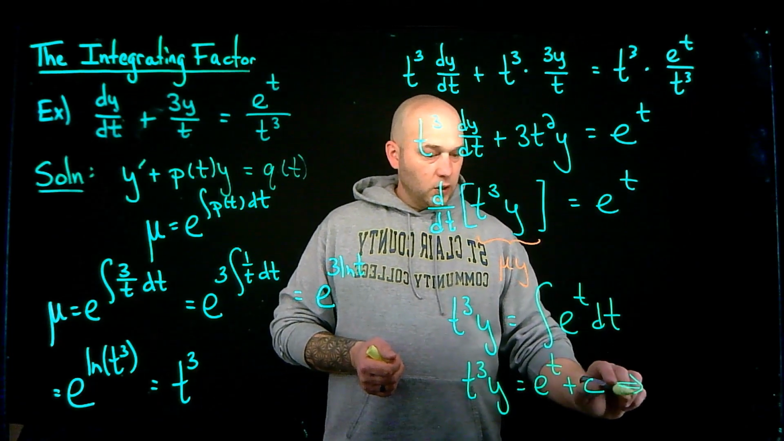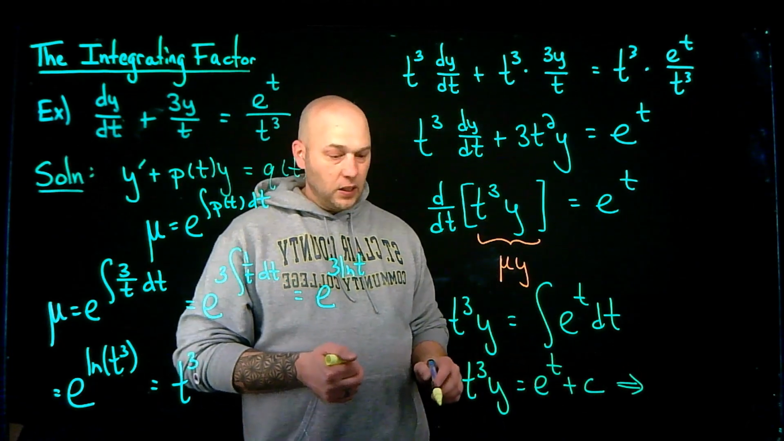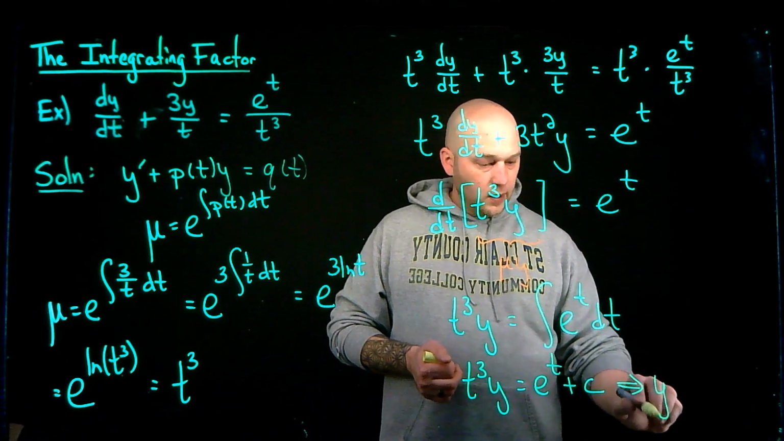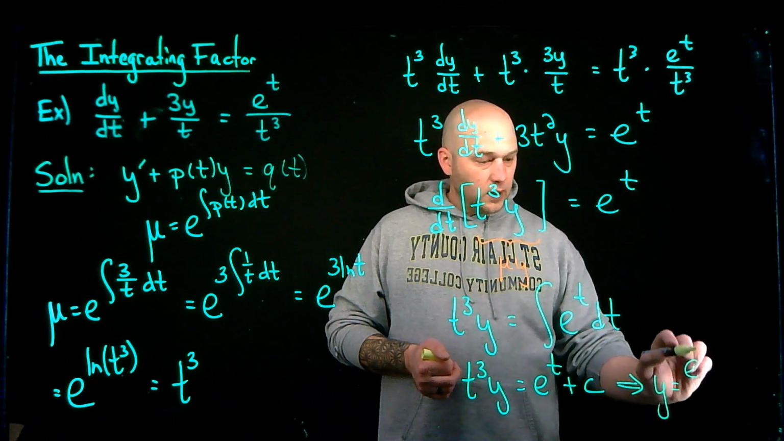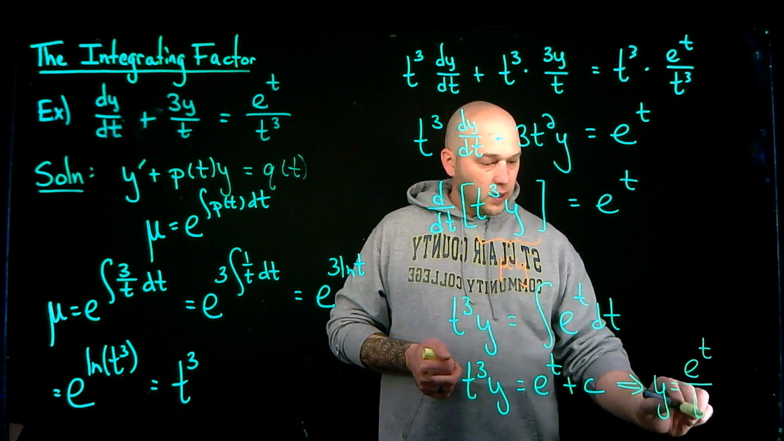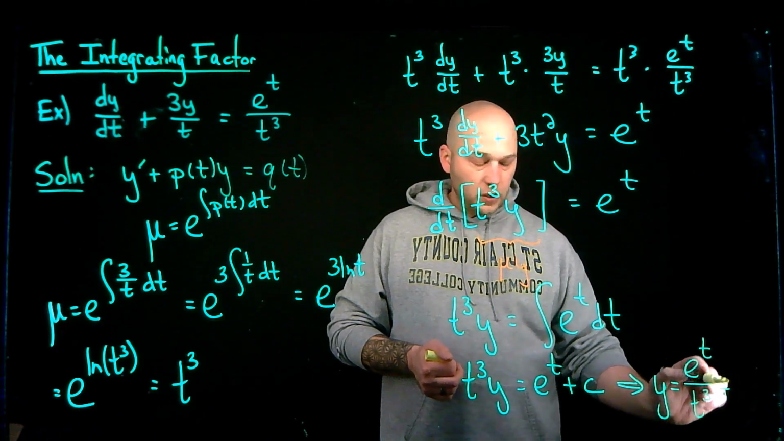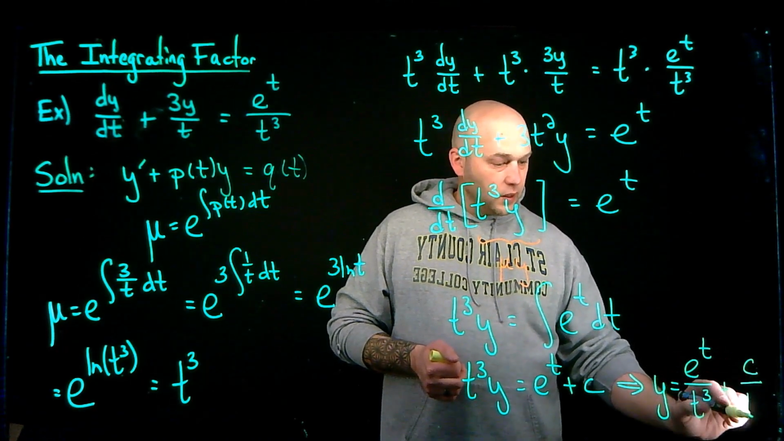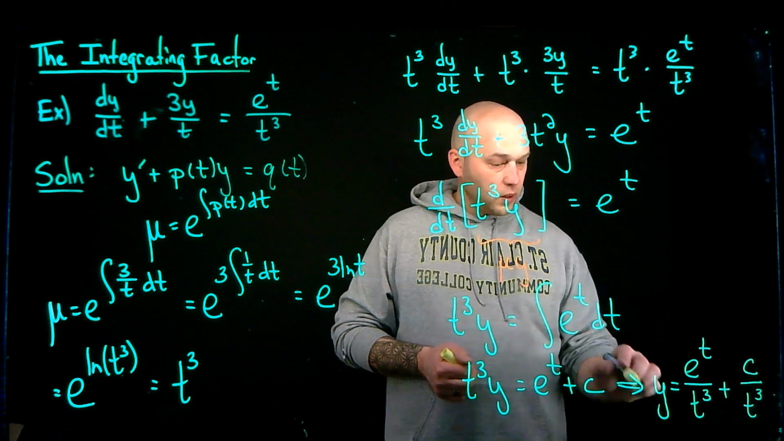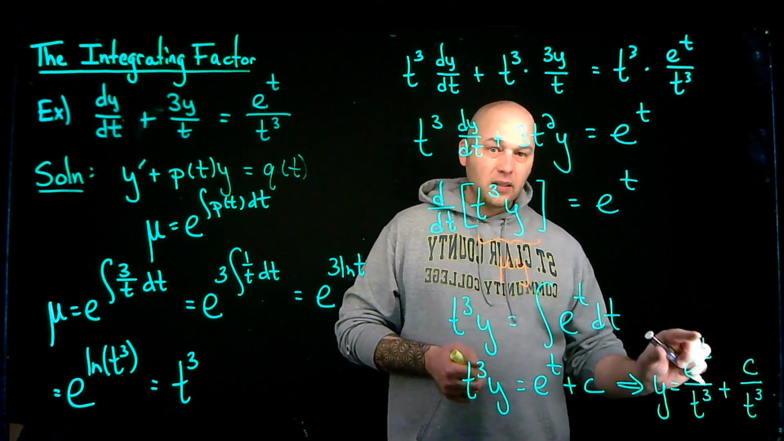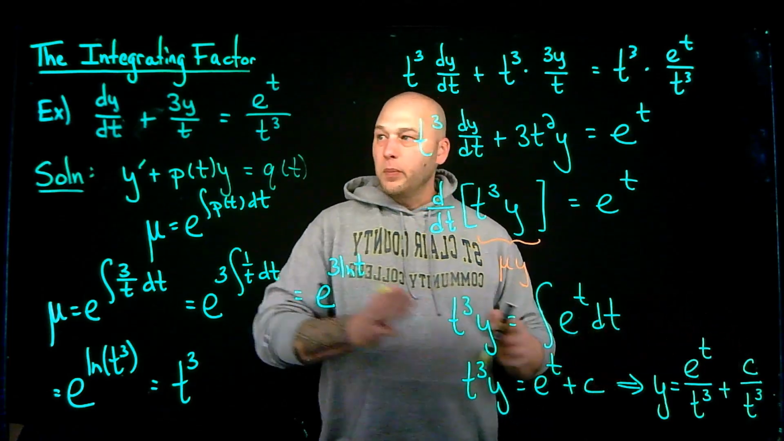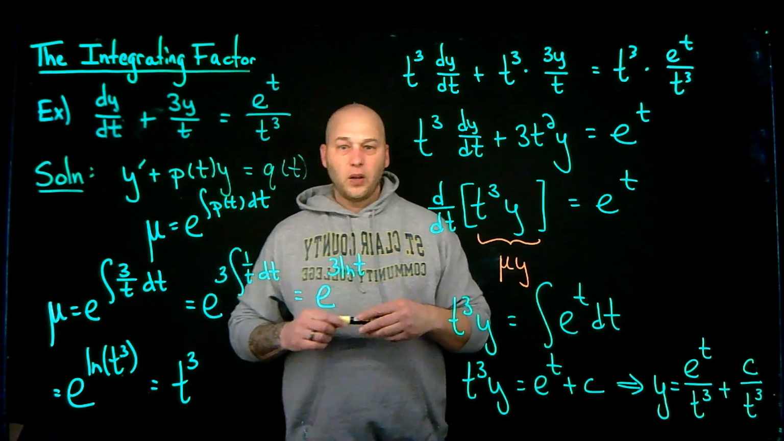Now, finally, solve for y by dividing by t cubed, and I get y is equal to e to the t over t cubed plus c over t cubed. And this works for any constant c. That function would then be a solution to this original differential equation.